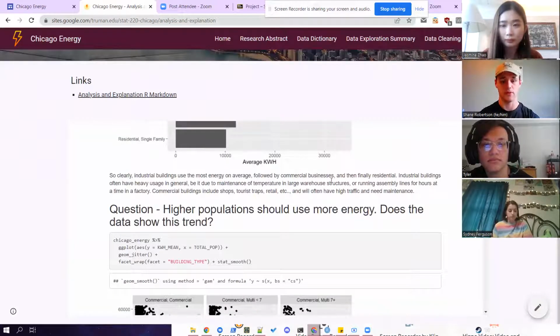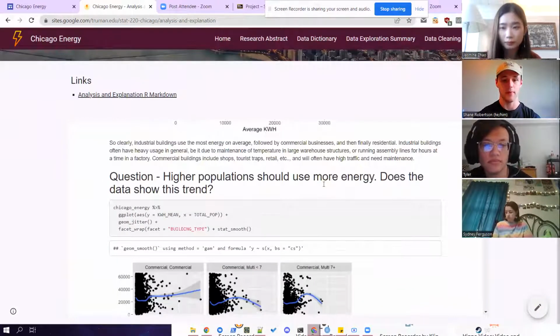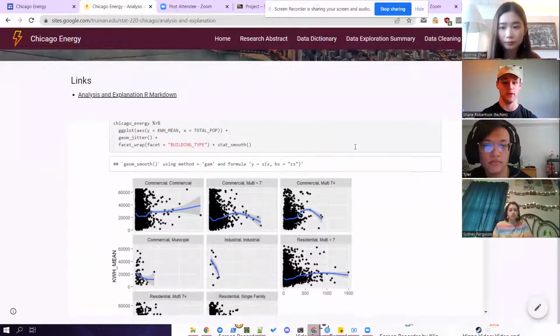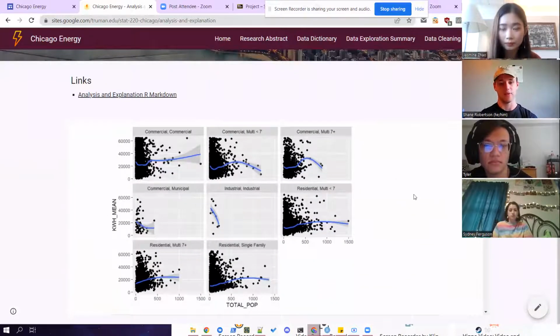So next we decide to remove certain building types. But before this, we want to see, should higher populations use more energy? Does this data show this trend? And as we found before, it really doesn't, and we don't know why.